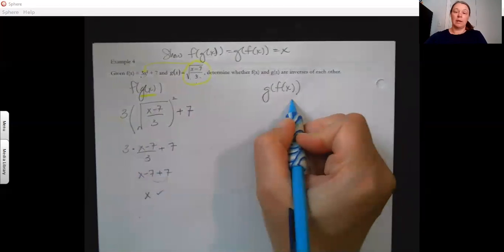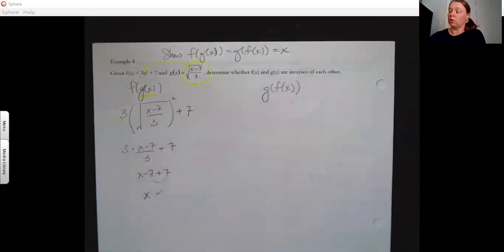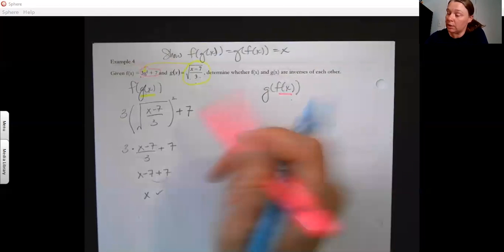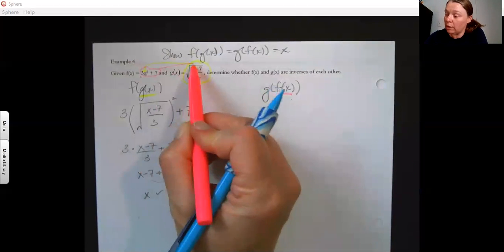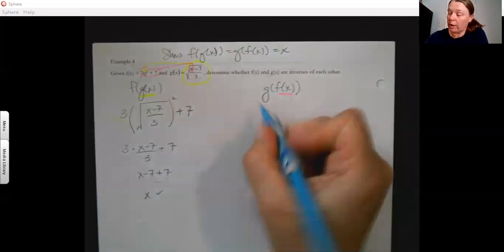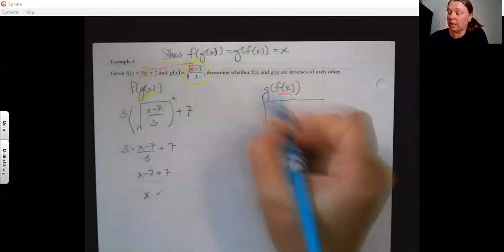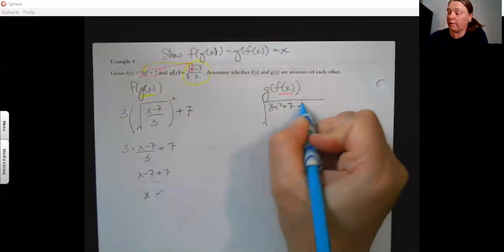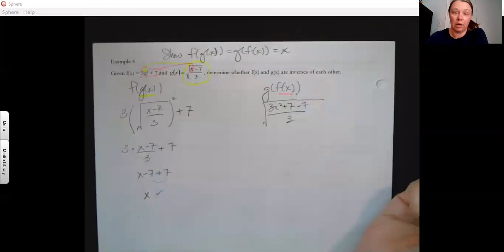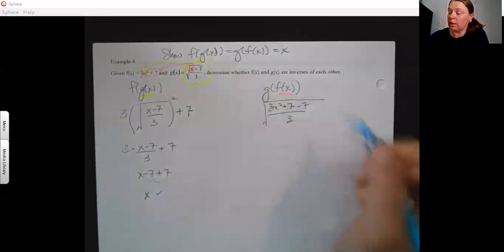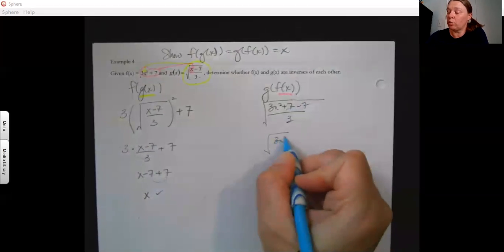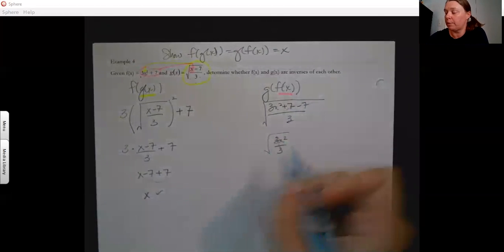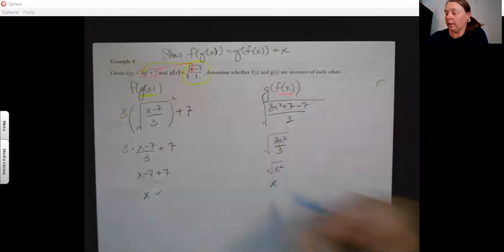Okay, now we have to do the same idea, but going the other way. So this is g of f of x. So this whole expression for f of x now needs to go into my g rule in place of the x. So now I'm going to have a big square root. In place of this x, I'm going to have 3x squared plus 7, and then minus 7 over 3. And again, when I work that all out, it should just be x. So here these go. Now you do have to show your work. I mean, you know it's supposed to be x, but you can't just say, oh, yep, I did it all in my head, it's x. You need to show your steps, please. Okay, so I get x.